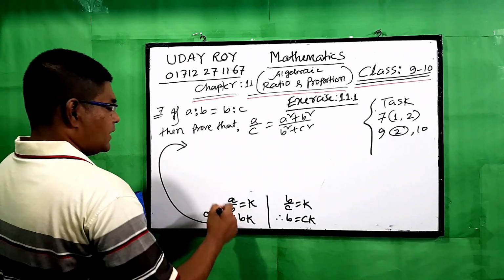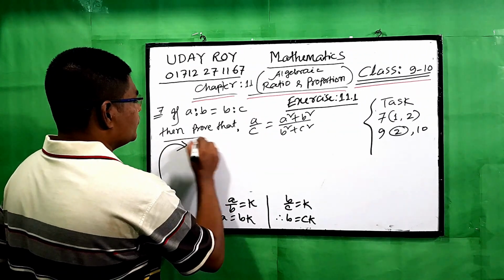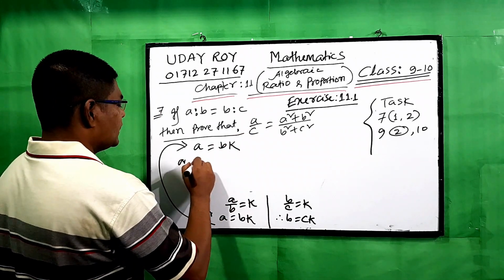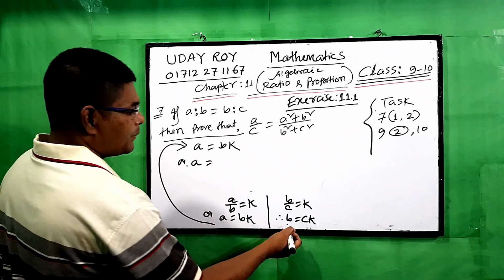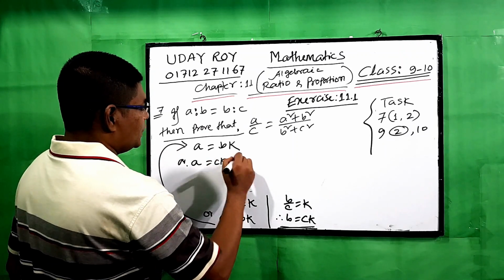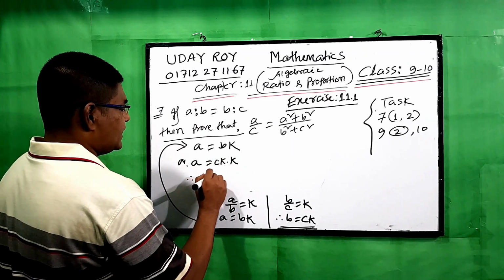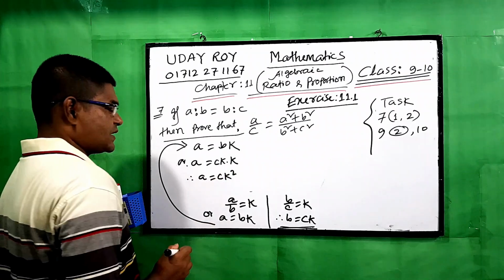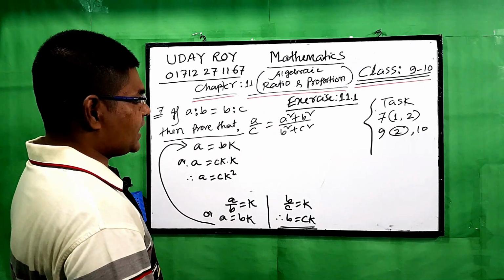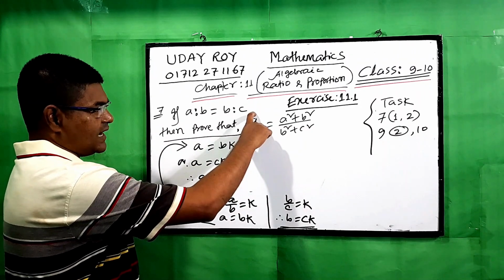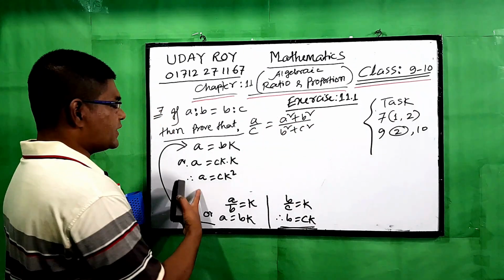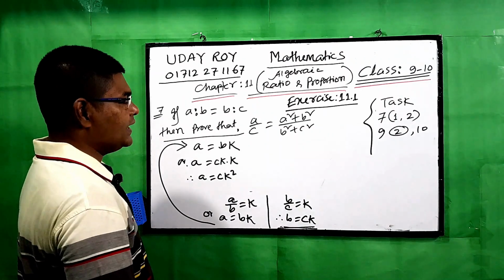Let's come. Here a equals bk, and b equals ck. So ck into k. Therefore we get a equal to ck square, and b equal to ck. Now we will do the left side, then we have to do the maths on the right hand side. We have got a equal to ck square and b equal to ck.